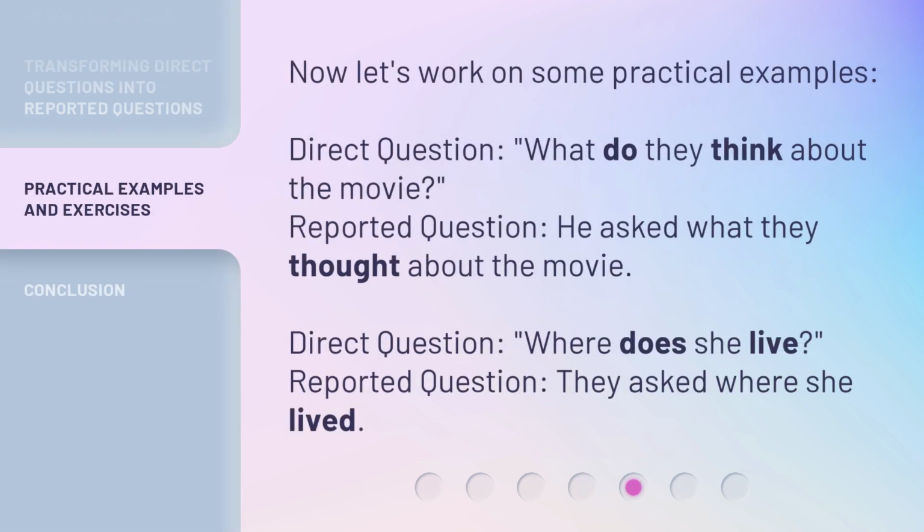Now let's work on some practical examples. Direct question. What do they think about the movie? Reported question. He asked what they thought about the movie. Direct question. Where does she live? Reported question. They asked where she lived.